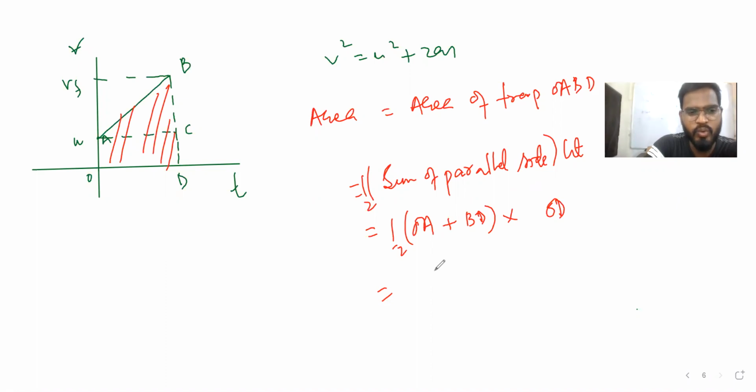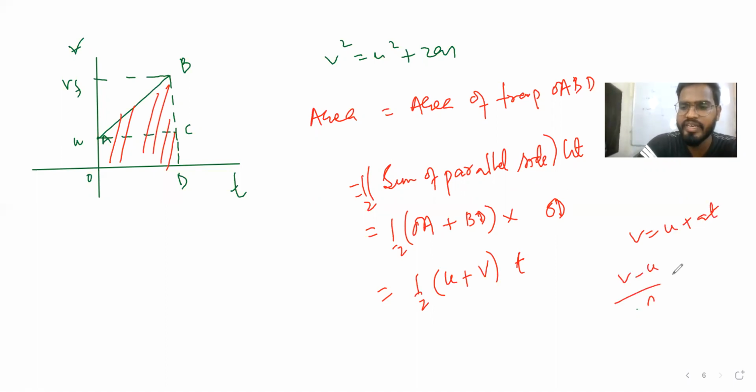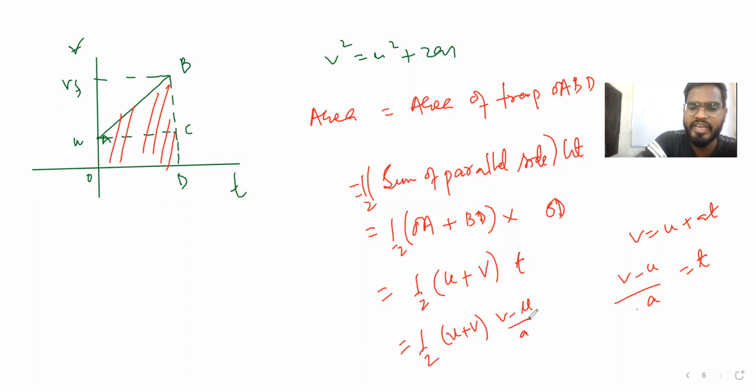OA is how much here, guys? OA is U, right? BD is V, and OD is time T. That's it. Now, what can we do? Again, the same equation: V is equal to U plus AT. So (V minus U) by A is equal to T. Now we can say half (U plus V) into time, where time is (V minus U) by A. Area is ultimately the displacement.